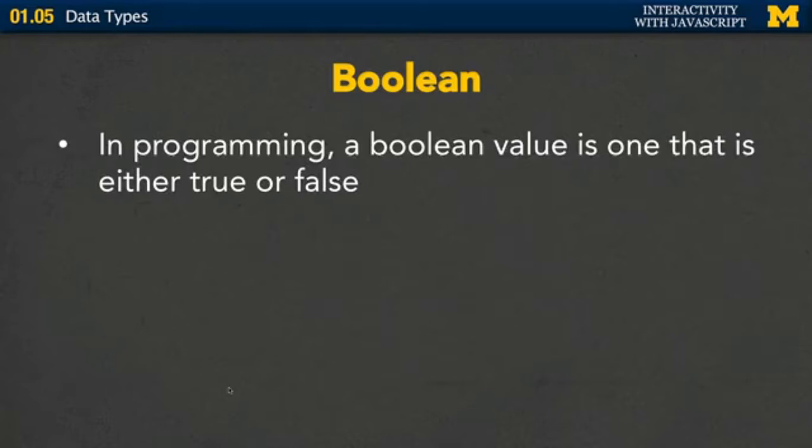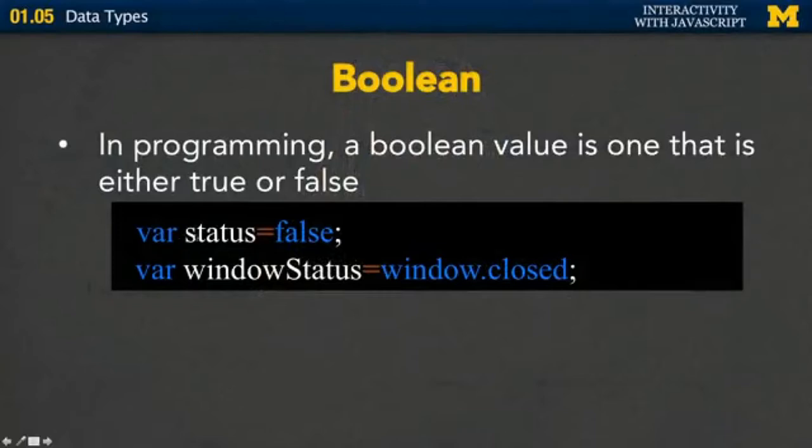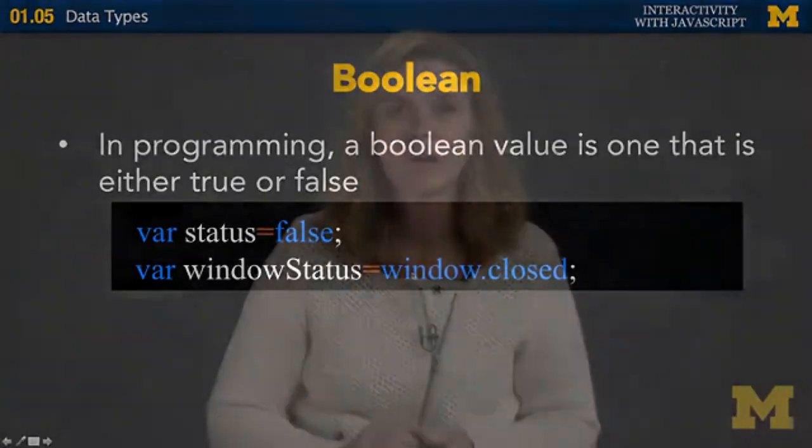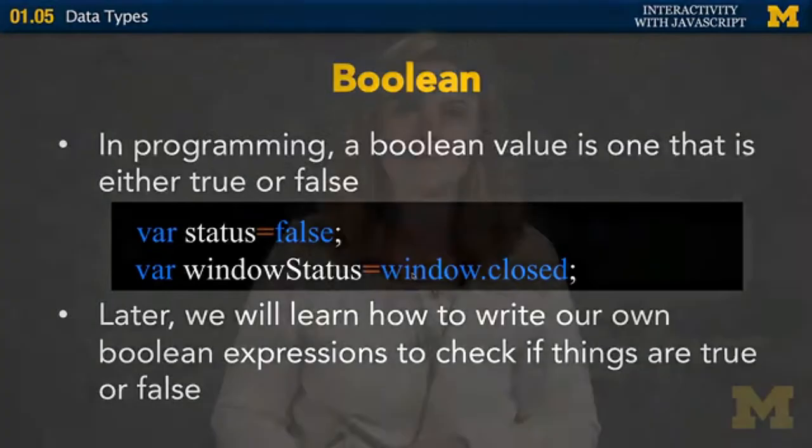The third data type is Boolean. In programming, a Boolean value is something that's either true or false. It doesn't have numbers to it or strings. It's very straightforward. So in this case, I might have my variable status equals false. This is again called hard-coding it. Or in my program, if I want to do something based on whether or not the window is open or closed, I can set it dynamically right here. The important thing to know is that status and window status can only be true or false. Those are the only two options. Later, we're going to learn how to write our own Boolean expressions to check to see if things are true or false. And that can add really a lot of power to your page.